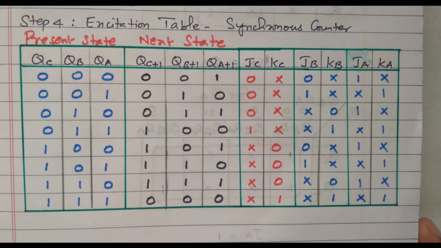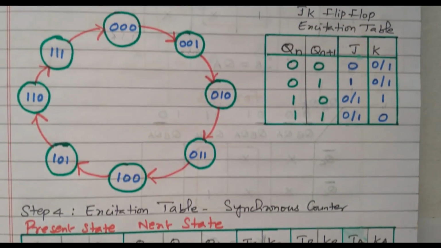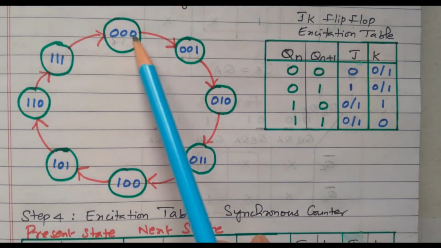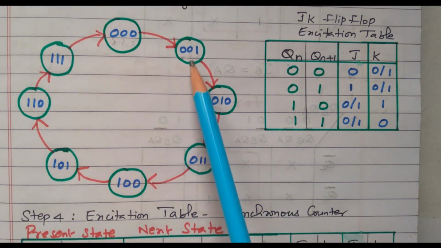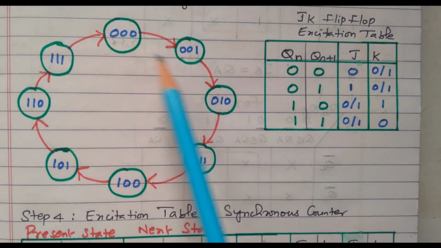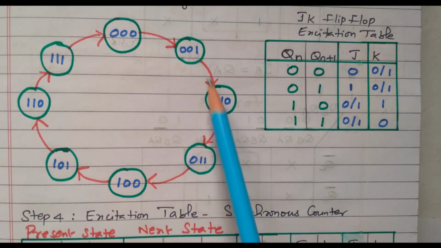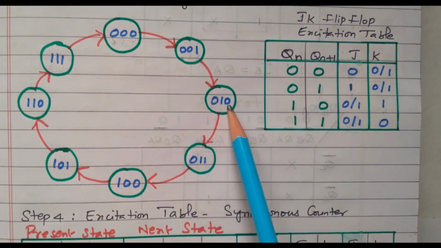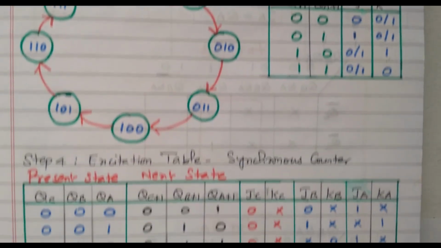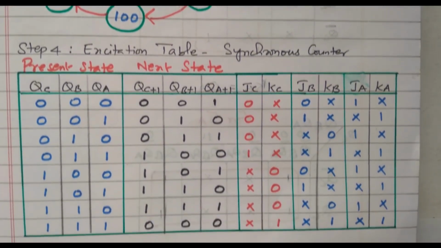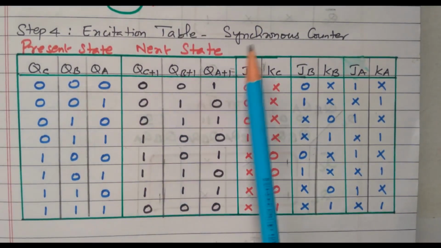I will explain with the state diagram, right. So the present state is this state 0 0 0, 0 0 1, 0 1 0, like that. What is the next state? From 0 0 0 the next state is 0 0 1. For 0 0 1 the next state is 0 1 0. For 0 1 0 the next state is 0 1 1, right. So that one position is changing. So based on that we wrote the excitation table for the synchronous counter, right.